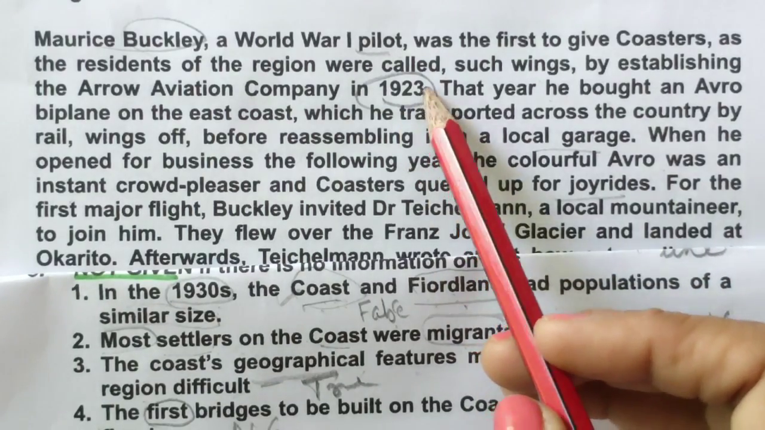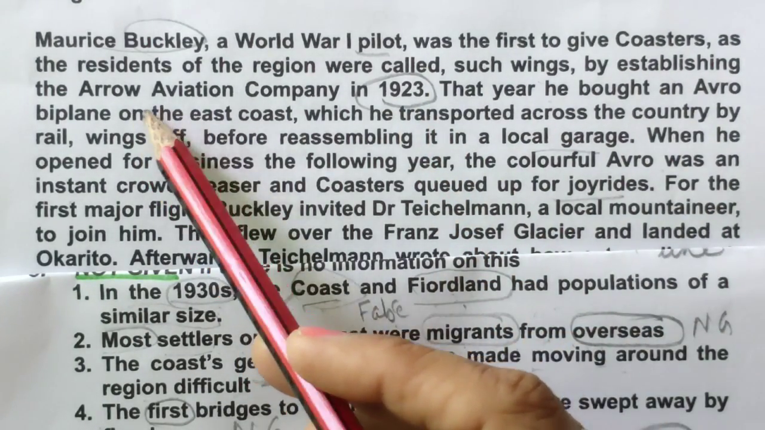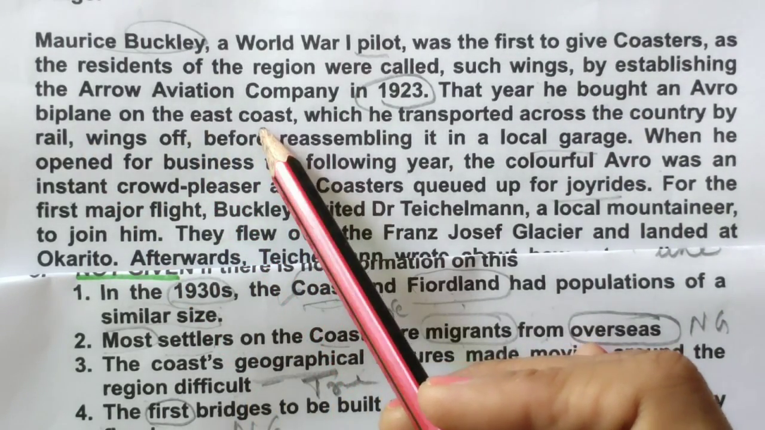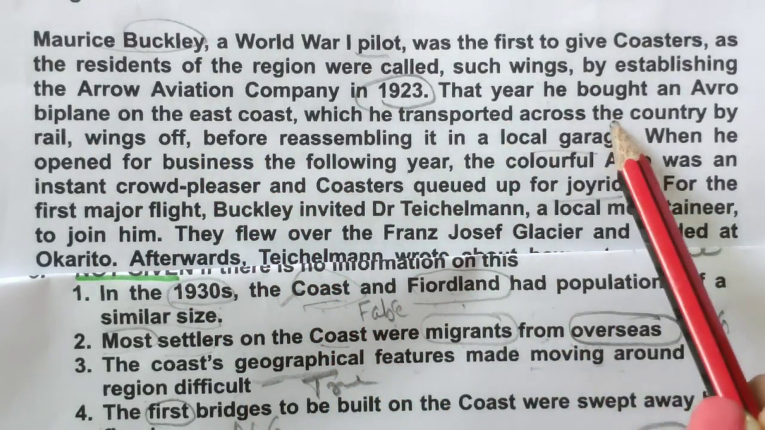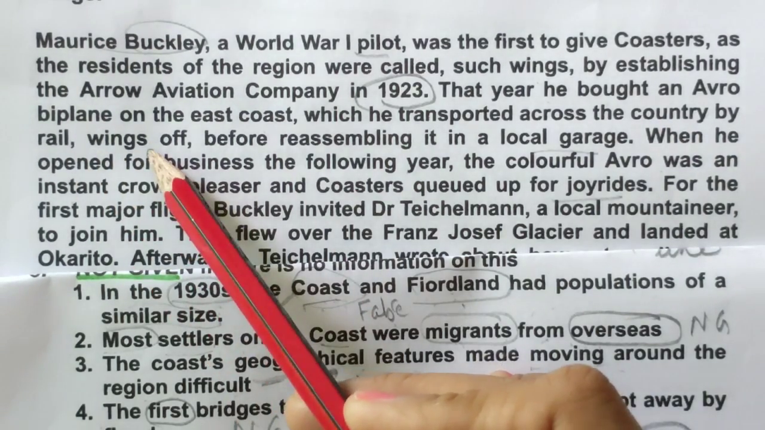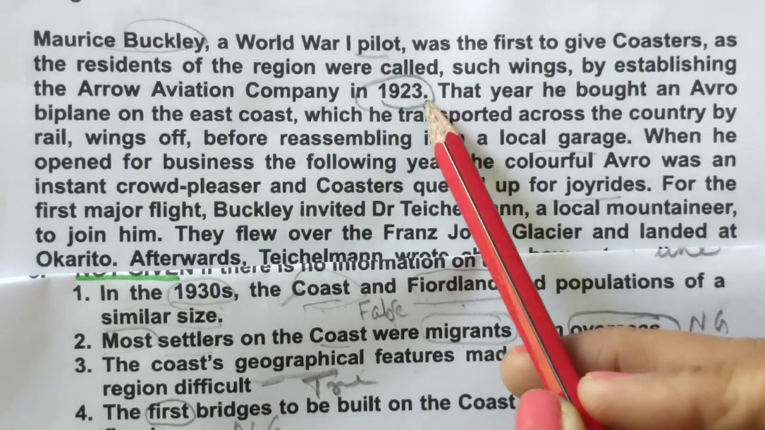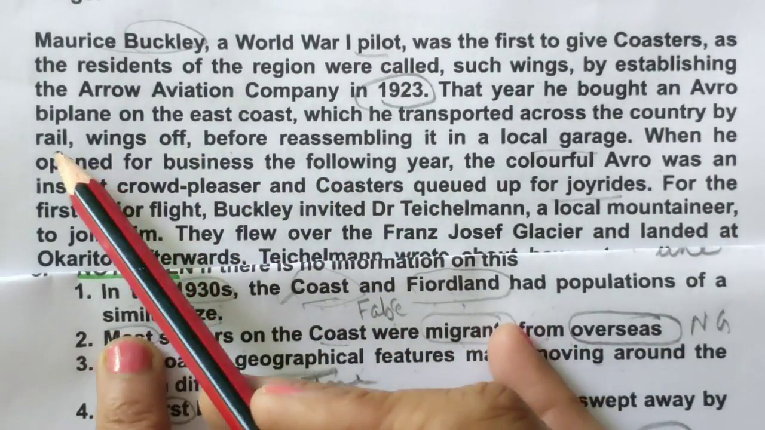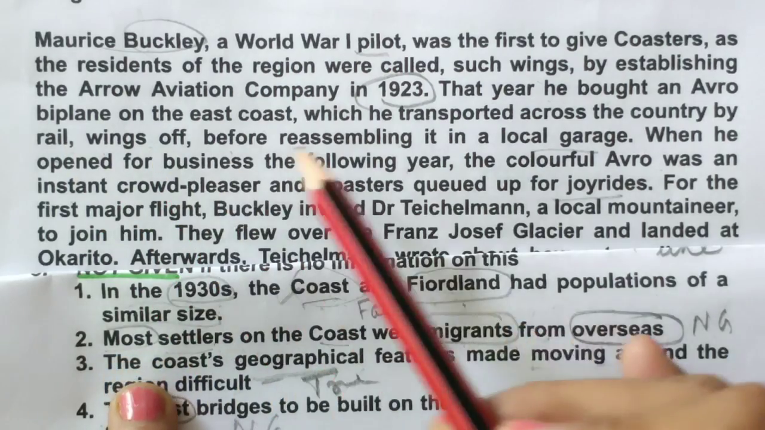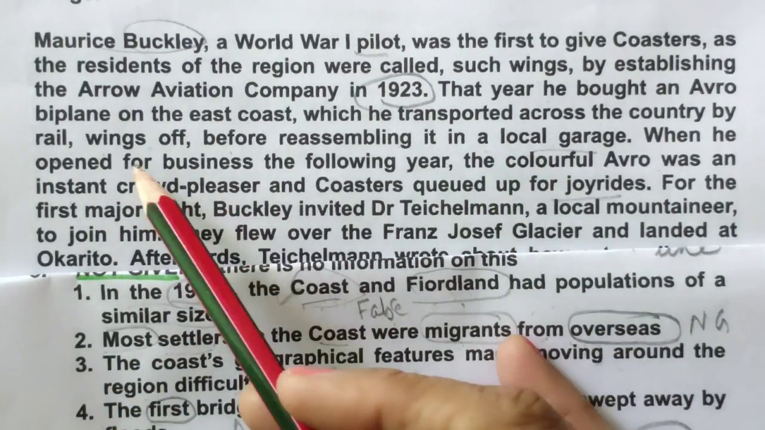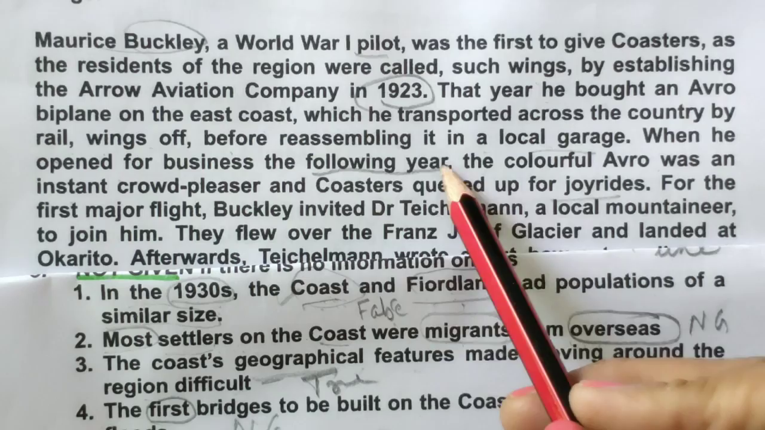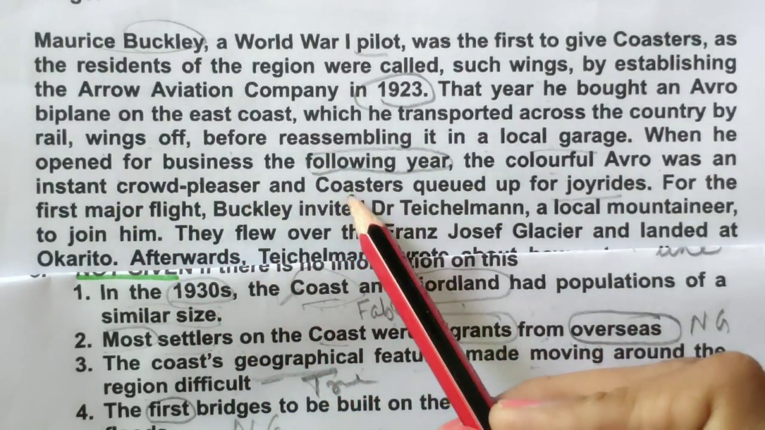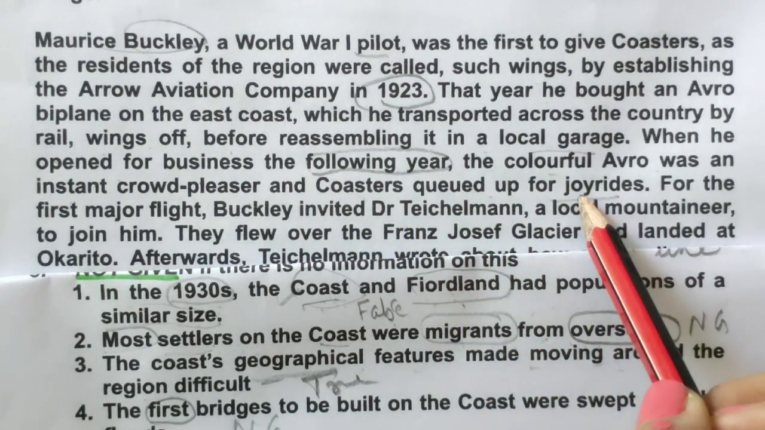Residents of the region called this company Wings by establishing it. That year he bought an Avro biplane on the east coast, which he transported across the country by rail. He established his company in 1923 and transported all the things by rail before reassembling it in a local garage. When he opened for business the following year, the colorful Avro was an instant crowd pleaser, and coasters queued up for the joyrides.